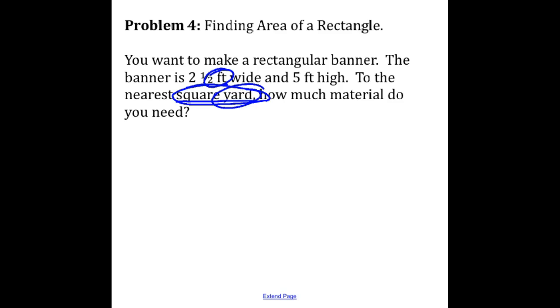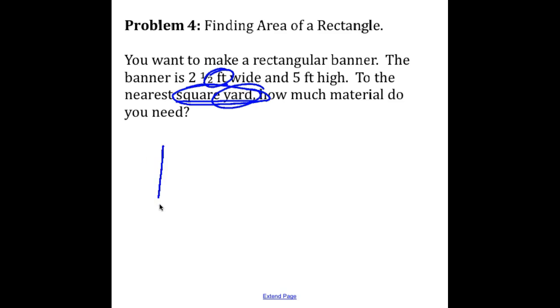Depending on the problem, you may want to convert into yards to begin with, or you may want to find out how many feet squared you need to begin with. Because this one's dealing with 2.5 feet wide, I don't want to deal with any more fractions in there, so I'm actually going to figure out how many feet squared I need to make this banner.